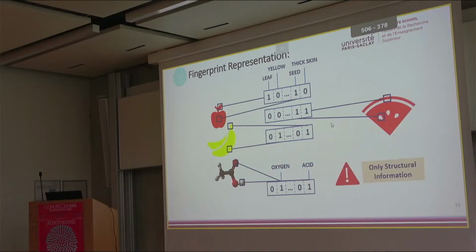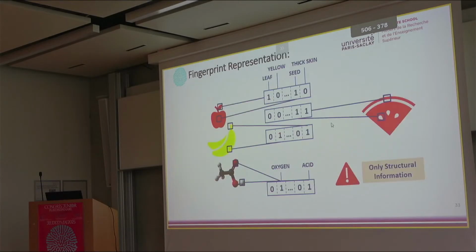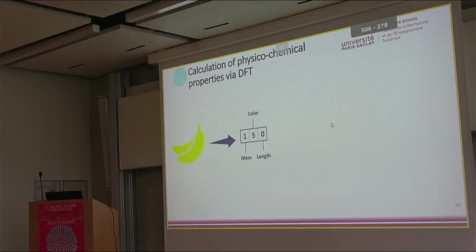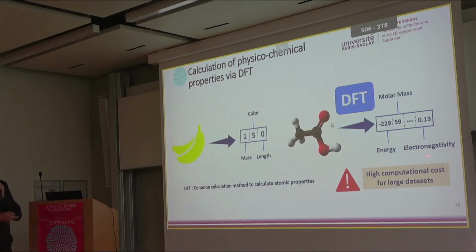The issue is it only contains structural information. So what we can do is maybe give more informative information, for example, the mass of the fruit, the color or the length. Well, we can do this in chemistry using what we call, as chemists, DFT. It's a bit complex, but simply it just gives us, for example, the energy of the molecule, the mass of the molecule, etc.